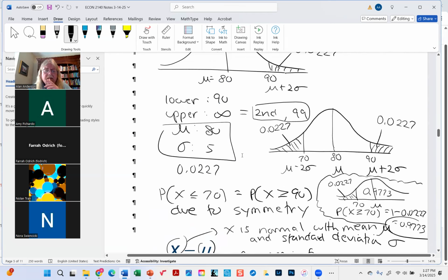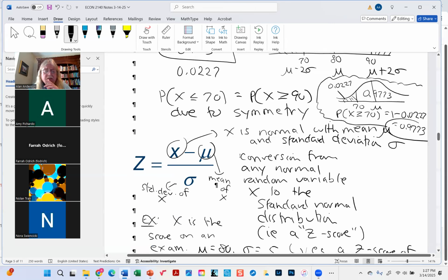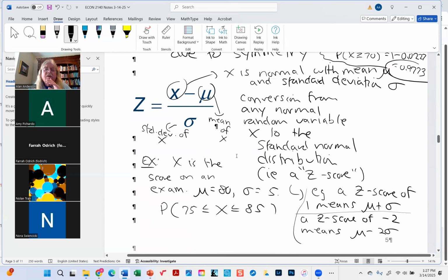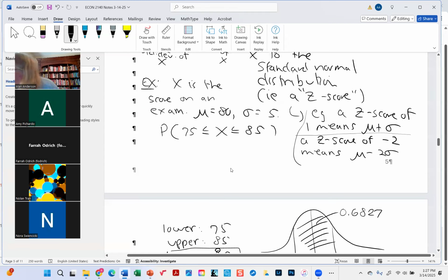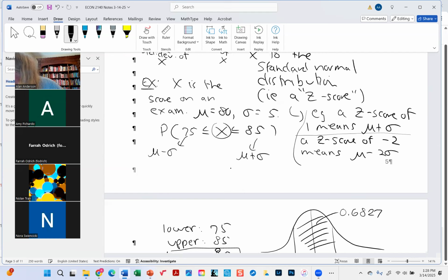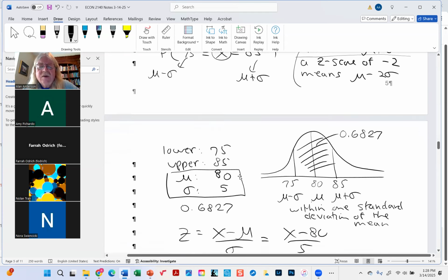is continue with that example of the test scores. And we're going to ask ourselves the following question. What is the probability that our scores are between 75 and 85? Now, by the way, you notice there's X in the middle. This represents the mean minus one standard deviation. This is within one standard deviation. So if we come down here, we can certainly calculate this directly.